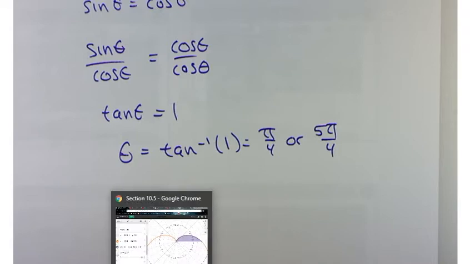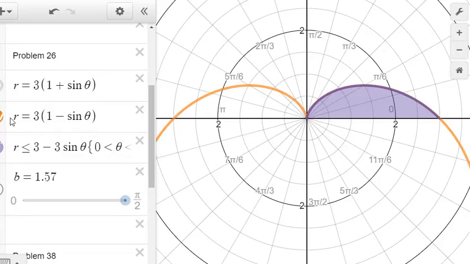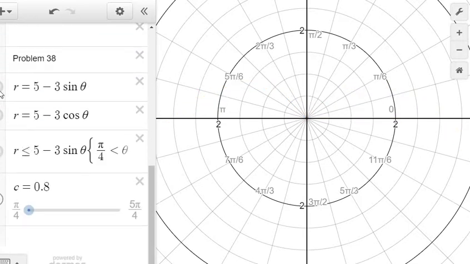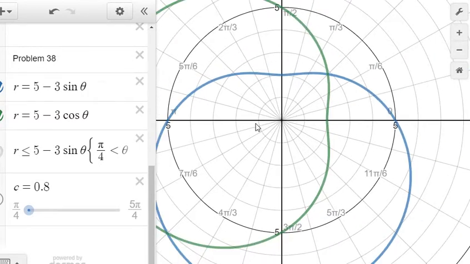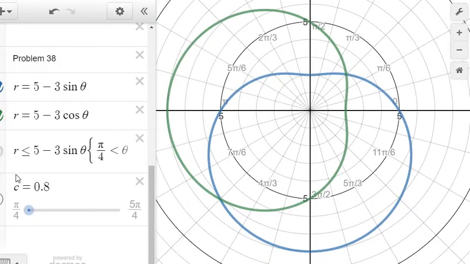So that's what we're going to do for our limits of integration. Let's shut this off and take a look at this graph. Let's zoom out a little bit. And we're going to integrate from pi over 4 to 5 pi over 4.